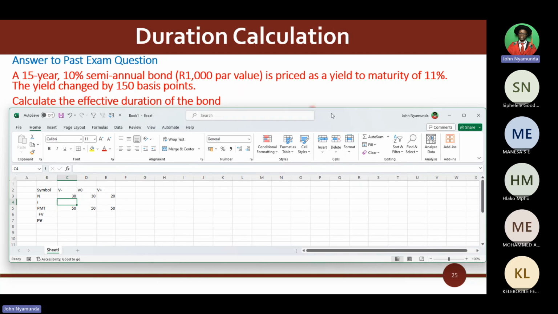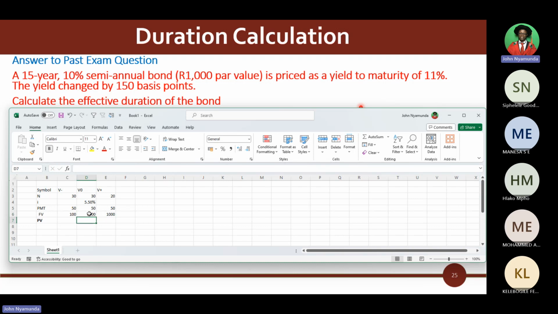Our I, the yield to maturity, is 11%, but it's semi-annual, so it's 11 divided by 2, which is 5.5. We have to put the percent sign here, because I'm in Excel, and if I don't put it, it's going to complain. What is the future value? We already know it's going to be the same: 1,000.